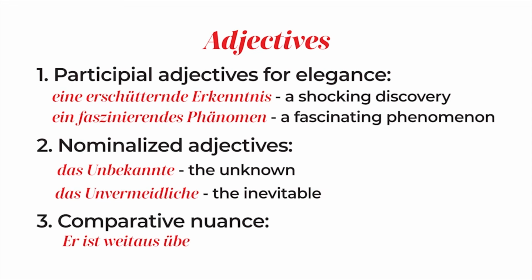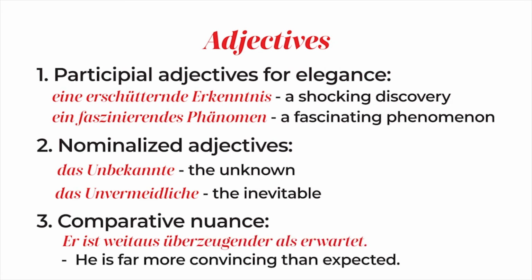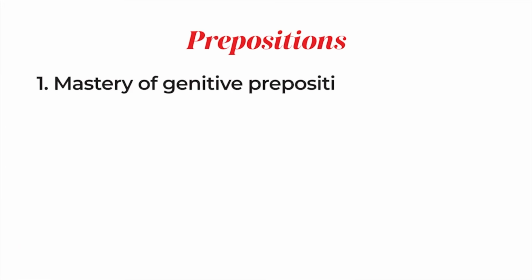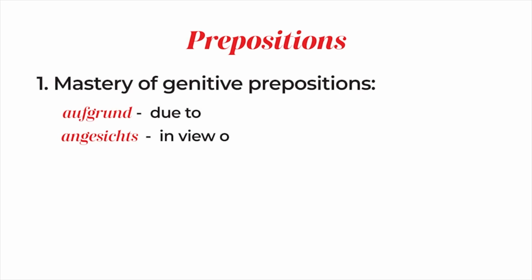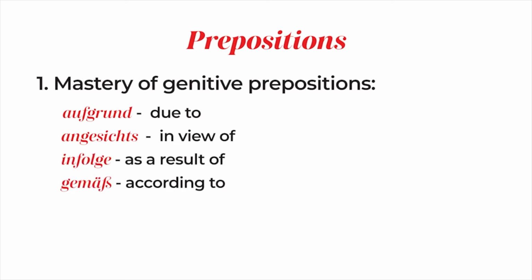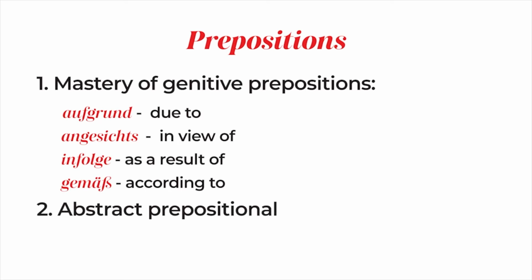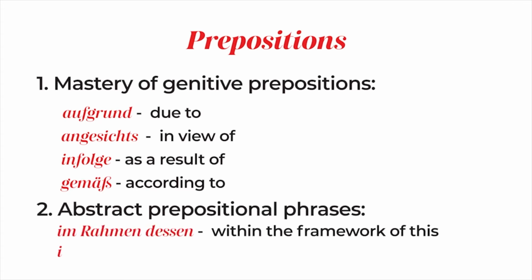Comparative nuance. Ist weitaus überzeugender als erwartet. He is far more convincing than expected. Prepositions. Mastery of genitive prepositions, including aufgrund, due to, ansichts, in view of, infolge, as a result of, gemäß, according to. Abstract prepositional phrases, im Rahmen dessen, within the framework of this, in Anbetracht der Situation, in view of the situation.